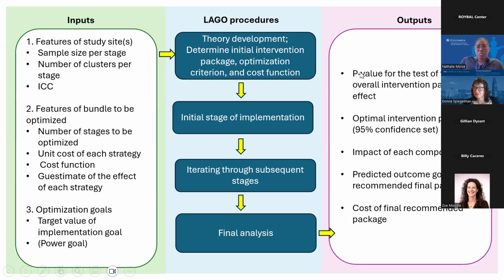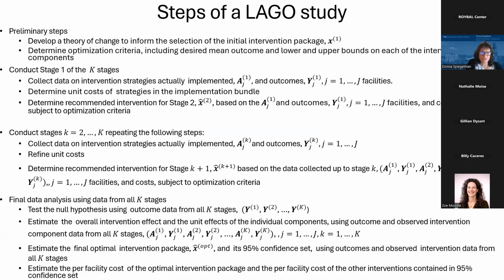So again, we have to give LAGO some additional information that we didn't give before. And then we get out what we usually got, as well as all these additional things that I think are very interesting and relevant for our research in multi-component, multi-level implementation package evaluations. So this is a technical way of explaining the steps of the LAGO study, which I think I'm going to skip.